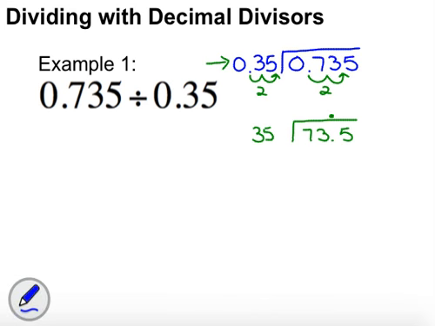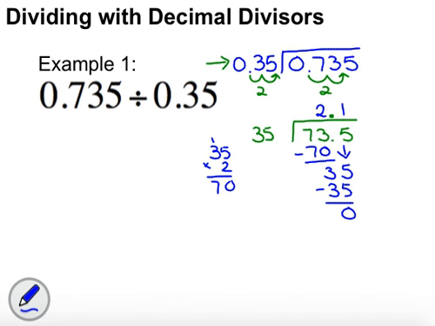35 does not go into 7, but it does go into 73. It should be twice because I know that 35 times 2 is going to give me 70. Subtract and I get 3. That's low enough that I can then bring my next digit down. And 35 into 35, well, that's just 1. 1 times 35 is 35. I get 0, so I'm done with that problem. Don't forget you can also check your work. So my answer is 2 1/10.